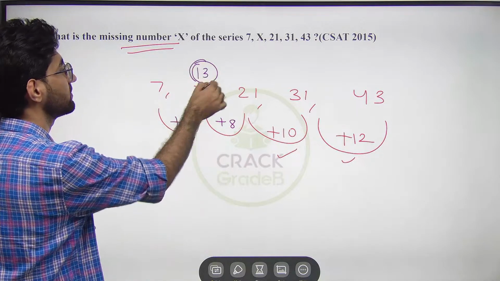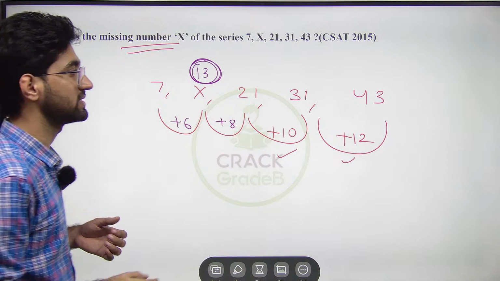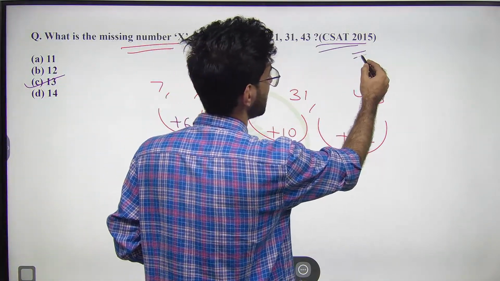So what is the value of x? The value of x is 13. That is present in option C. And this question has been asked in CSAT 2015.